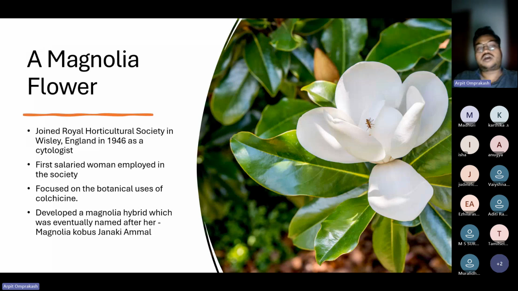Then she joined the Royal Horticultural Society in Wisley, England in 1946 as a cytologist. And she was the first salaried woman employed in the society. She focused on the botanical uses of colchicine and basically developed a magnolia hybrid. So this flower that you see here is called a magnolia. She developed a hybrid, which was eventually named after her, called Magnolia kobus Janaki Ammal.